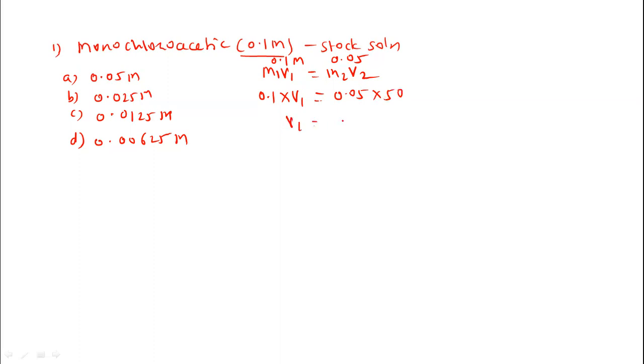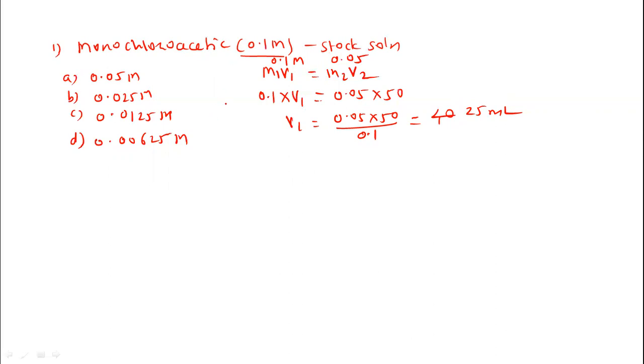Then V1 is equal to 0.05 into 50 divided by 0.1. So this becomes equal to, sorry, not 40 ml. Let us do the calculation here. For 0.05 molar, this becomes equal to 25 ml. So we have to take the 25 ml of the 0.1 molar monochloroacetic acid in the 50 ml dilution flask.